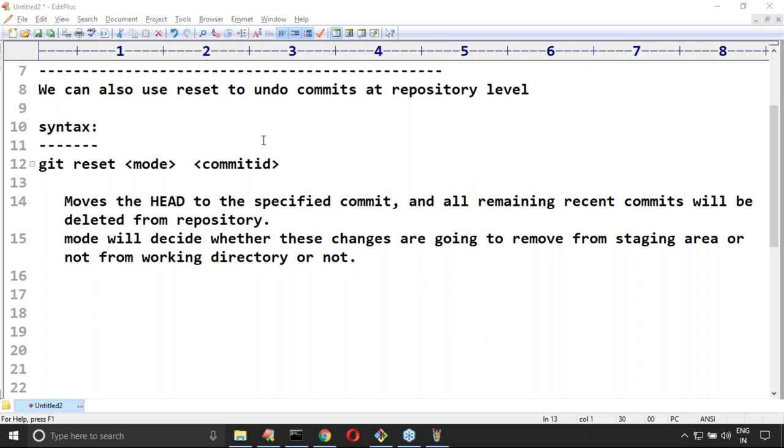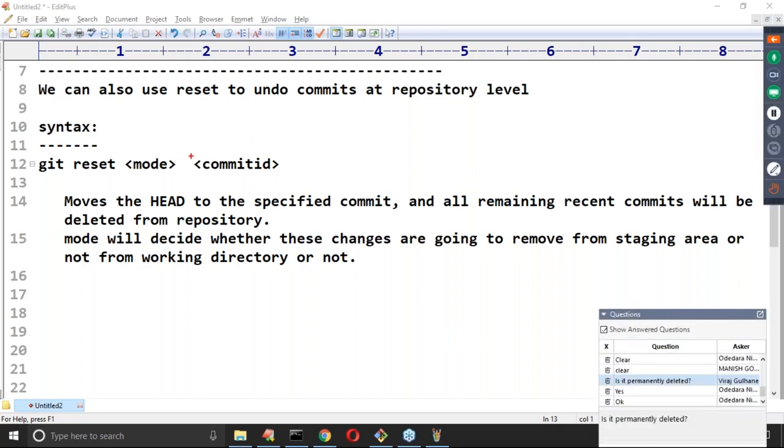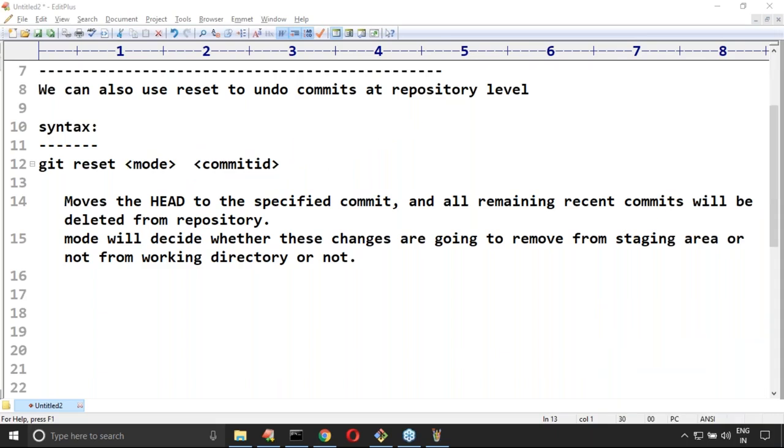Yes, friends. So two things you should be aware of. First, the commit ID: the head will move to the specified commit ID. Next, what about these modes? The mode will decide whether the corresponding files should be there in the staging area or not, or in the working directory or not. This mode is going to decide. Any doubt? Theoretically, all the people are in the position to understand, right?